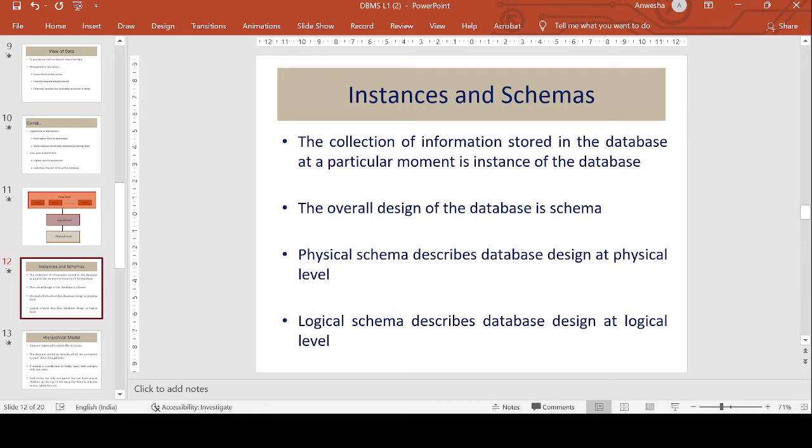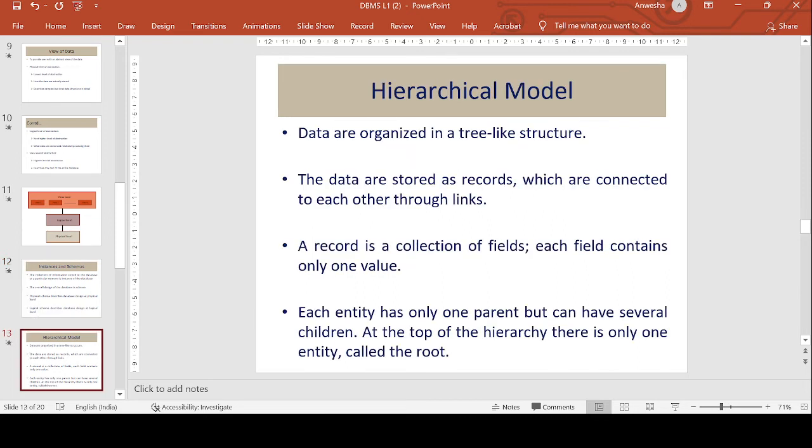Physical schema describes the database design at the physical level. Logical schema describes the database design at the logical level. Now there are different types of database models: hierarchical model, network model and relational model. In the hierarchical model, the data are organized in a tree-like structure.